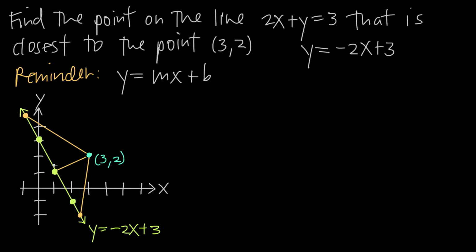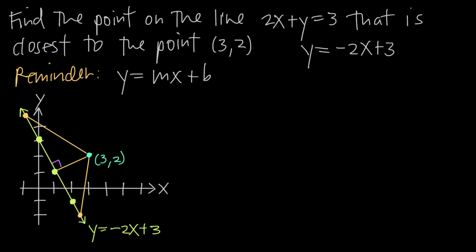So intuitively, we have an idea of what we're looking for, but what we know mathematically is that the closer this angle gets to 90 degrees, the shorter this distance is going to be. So what do we know about a 90-degree angle between two lines? Well, we know that those lines are perpendicular to one another if the angle between them is 90 degrees. So we need to find the equation of the line that is perpendicular to the given line and passes through the point (3, 2). So how are we going to do that?